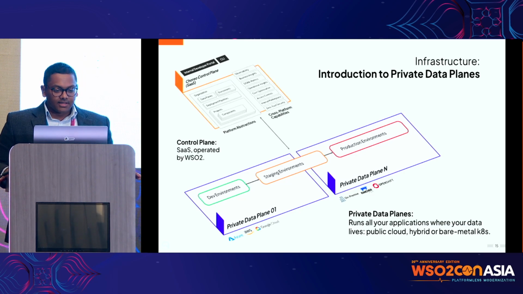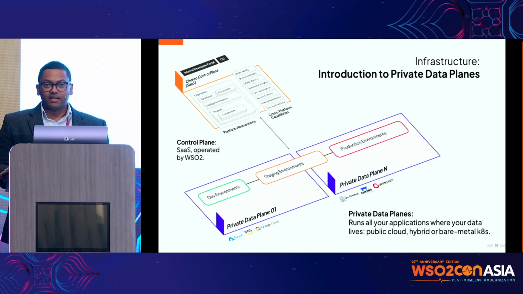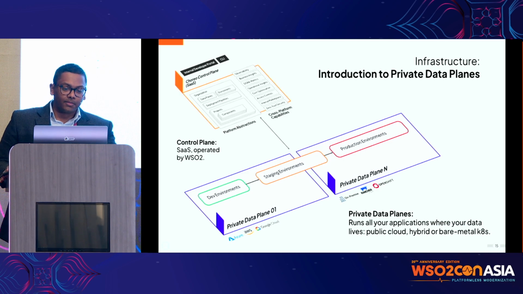Choreo as a system is basically composed of two main parts, right? You've probably heard of this. The control plane is a SaaS. It's operated by us, WSO2, and we keep it up. We ensure uptime. We give you all the SLAs. So that's basically something you don't need to worry about. The Choreo console that you've seen so far, the Choreo CLI, the VS Code extensions, all of those interfaces that your developers interact with, are managed through the Choreo control plane, and that's managed by WSO2.